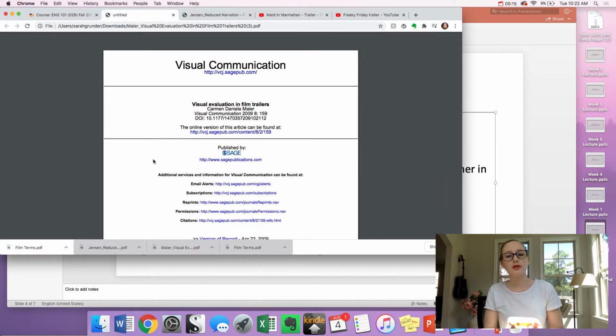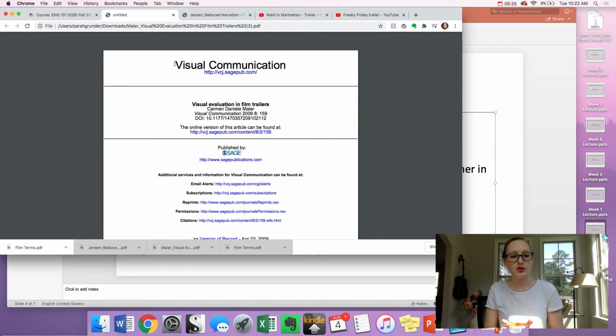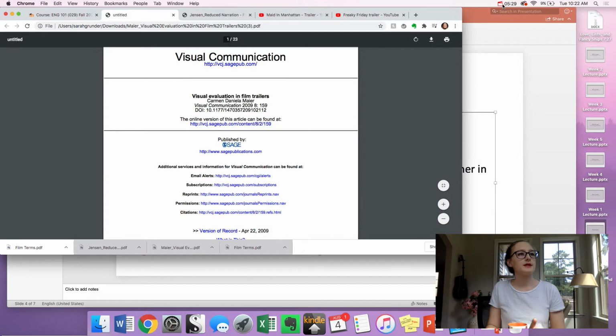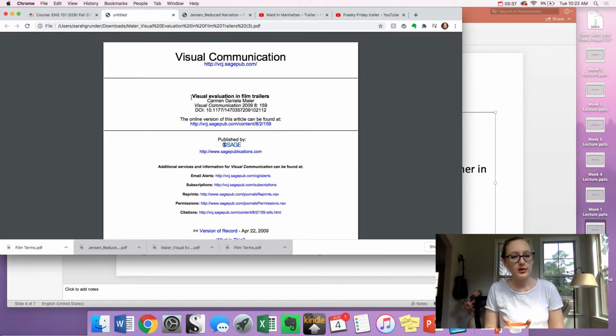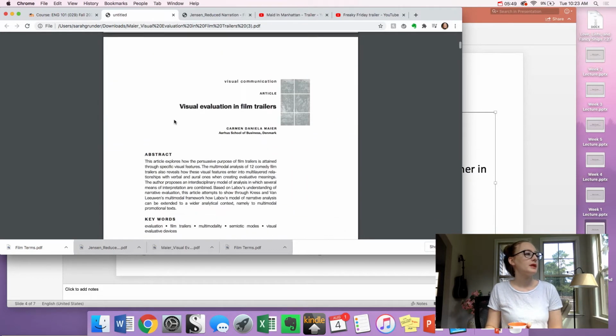Let's consider the rhetorical situation of this article. Firstly, it's in a journal called Visual Communication. So it's all about any sort of visual communication that you would want to talk about. That's what this article is. It's for scholars. Another thing that you should look at is the title of the article, Visual Evaluation in Film Trailers. It's not really a creative title like you usually see in the humanities, which is interesting.